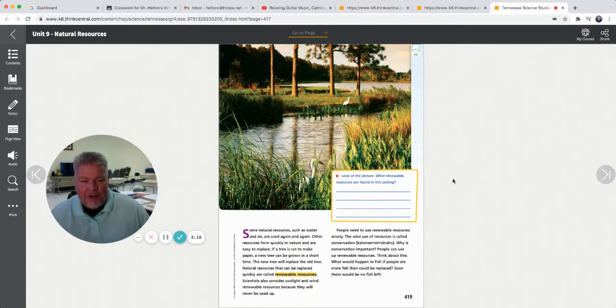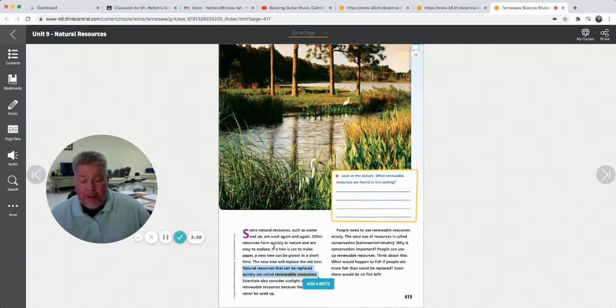All right, look at a picture. What renewable resources? Well, we better find out what renewable resources are first. Page 419. Some natural resources, such as water and air, are used again and again. Other resources form quickly in nature and are easy to replace. If a tree is cut to make paper, a new tree can be grown in a short time. The new tree will replace the old tree. Natural resources that can be replaced quickly are called renewable resources. Underline that.